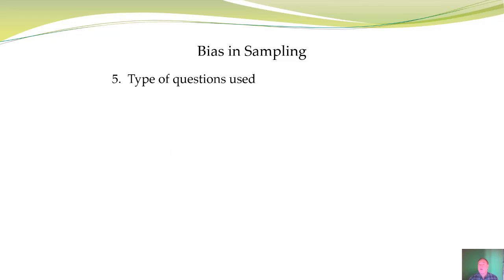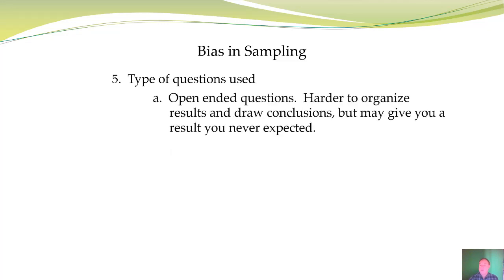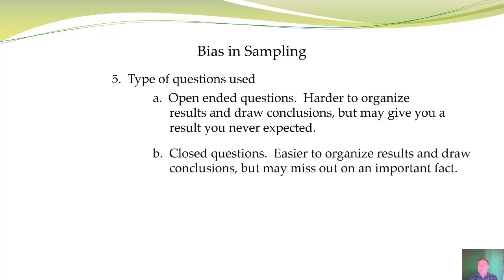Now, 5, type of questions used. A, open-ended questions, harder to organize results and draw conclusions, but may give you a result you never expected. So if you ask open-ended questions, people are more apt to give you answers that you may not have thought about. B, closed questions, easier to organize the results and draw conclusions. This is what most people like when they do a survey. A closed question is straight cut, yes or no, true, false, easier to organize and draw conclusions, but you may miss the important fact.